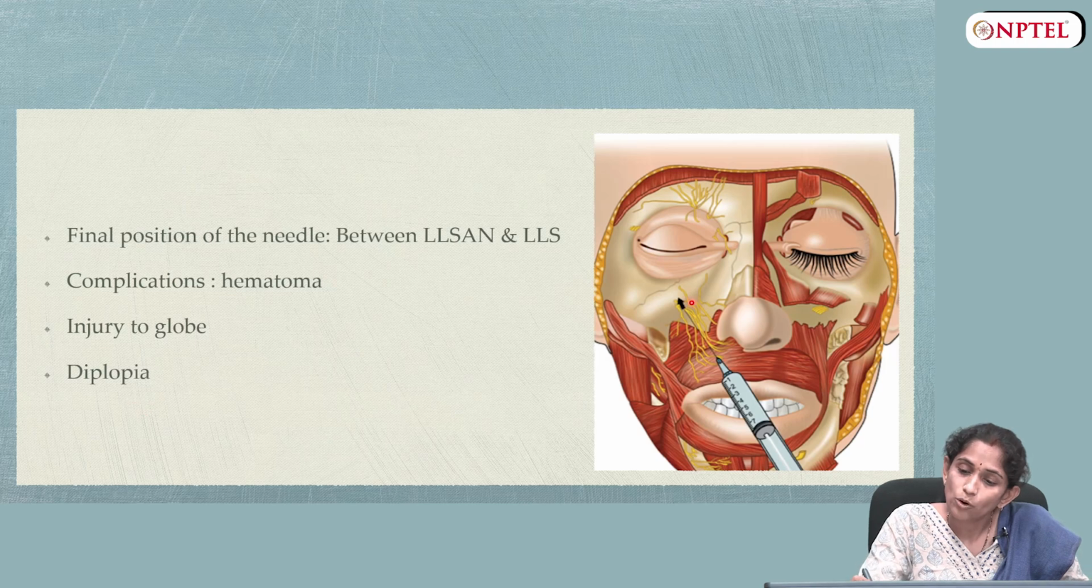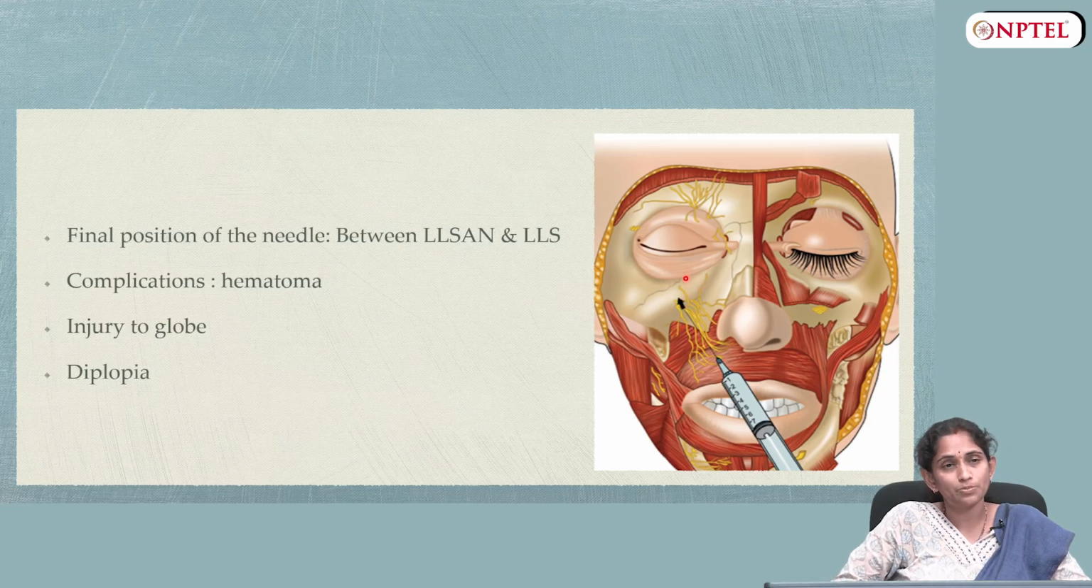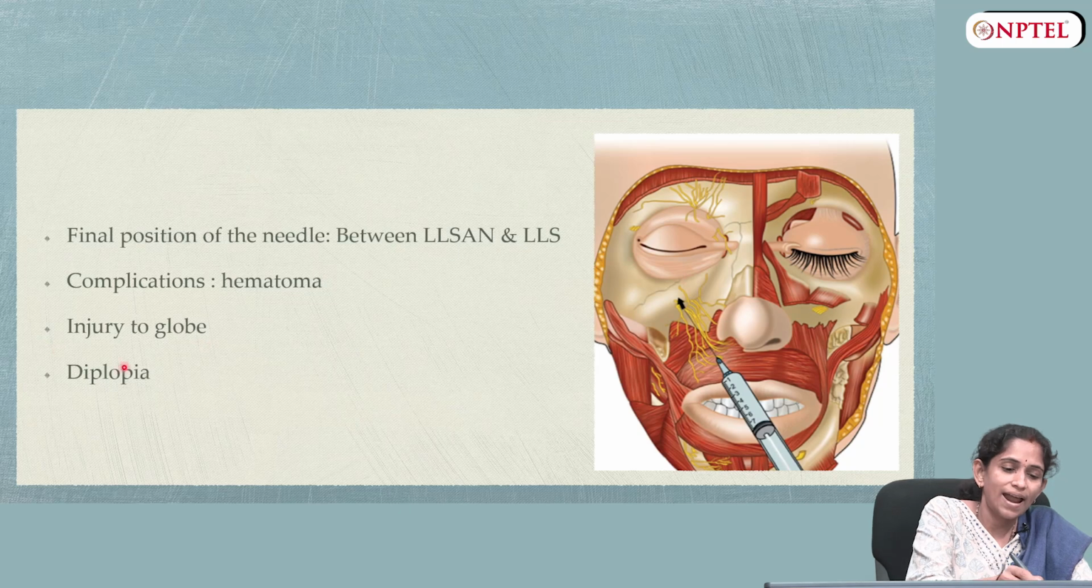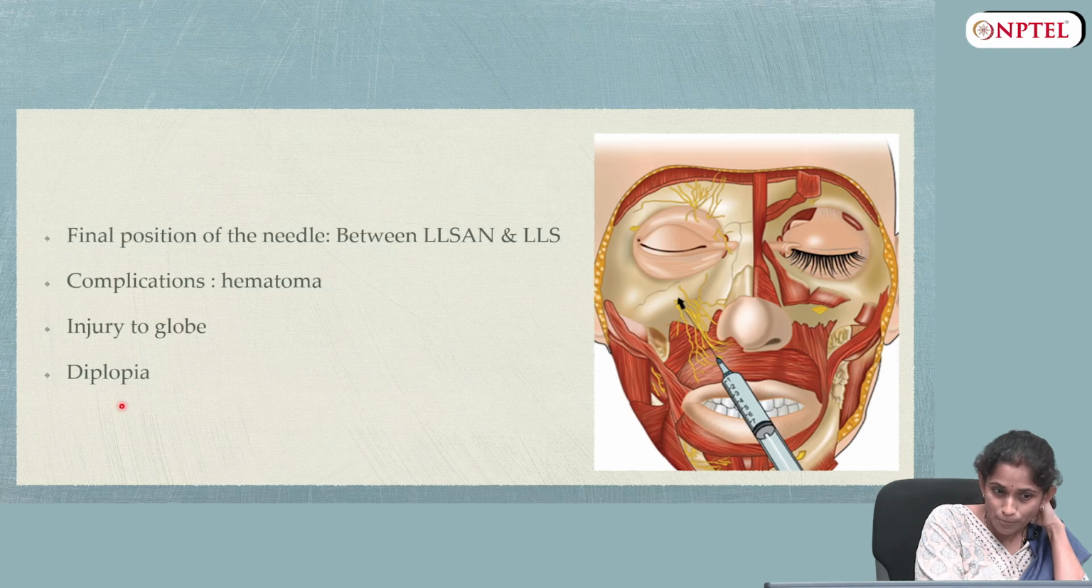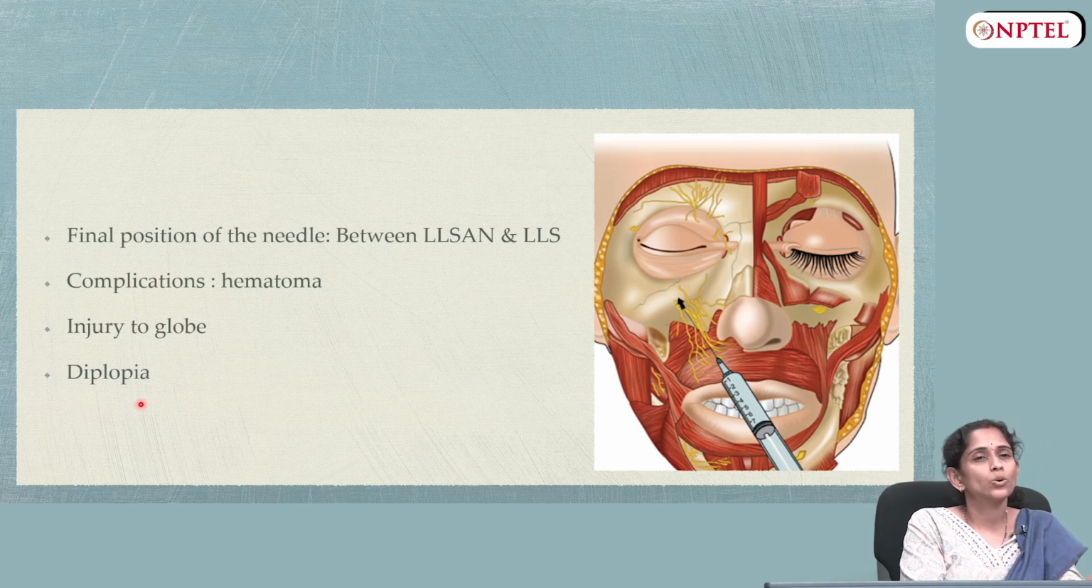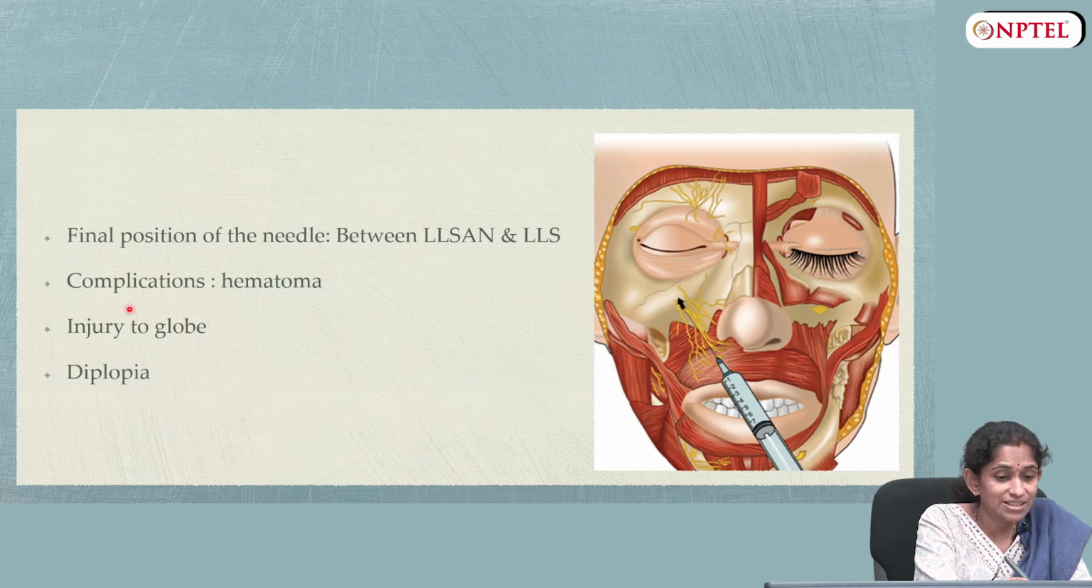The local anesthetic that is deposited here may seep into the orbit and sometimes cause diplopia, which is a very rare complication. The injury to the globe and diplopia are rare complications. However, you need to have them in mind so that we know how to deal with them. The diplopia is reversible, because once the local anesthetic effect is gone, the diplopia tends to reverse. But the more grievous complication is the injury to the globe.